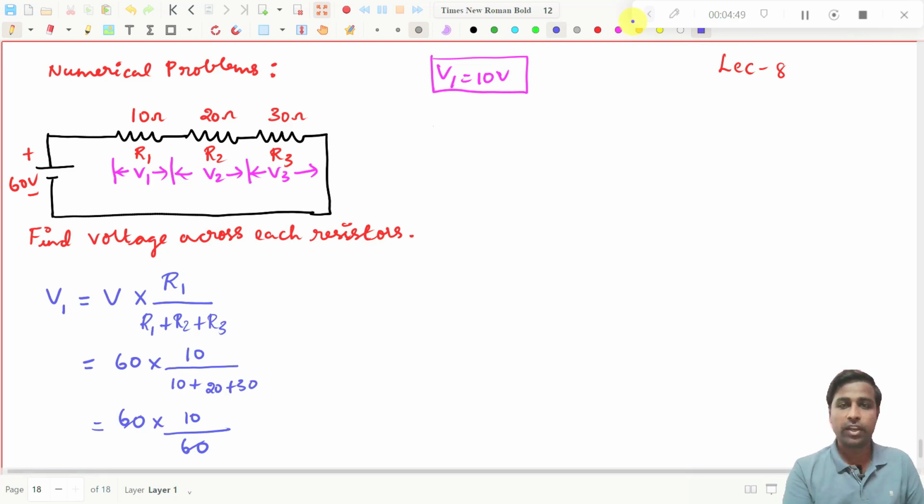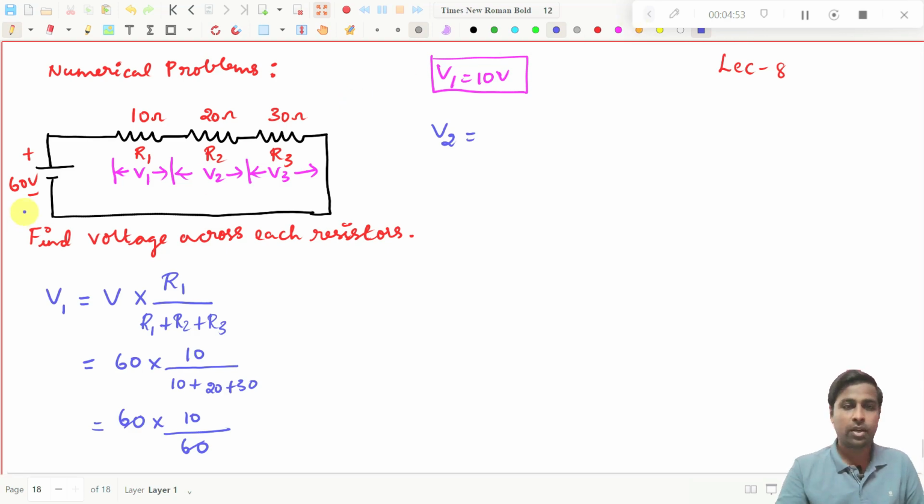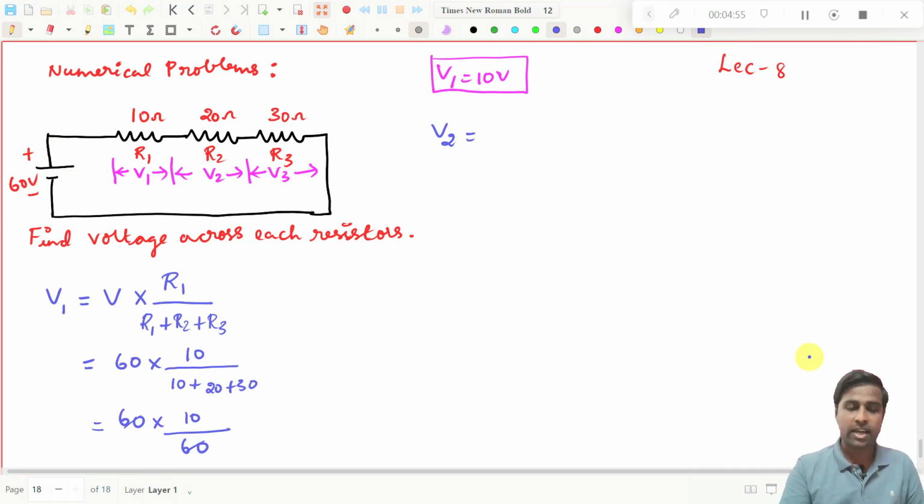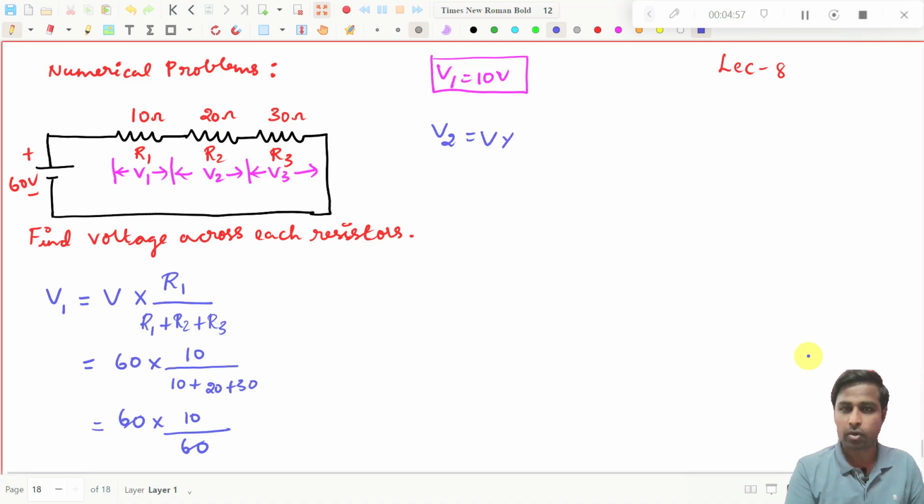Now we need to find V2. How will you write V2? Again, the formula will be like this: total voltage multiplied by that particular resistor R2, since we are finding V2, divided by the total resistance.